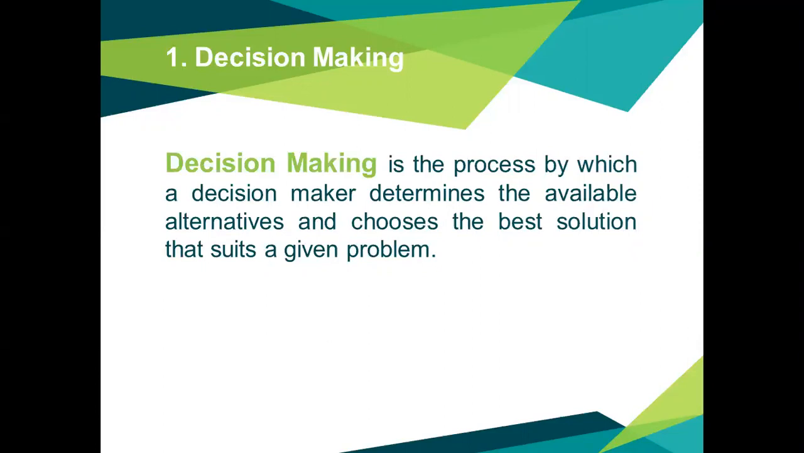Let's say, for example, the manager would decide to hire an additional employee or not. He should make sure that, if he's not going to hire an additional employee for the organization, he has a set of alternatives to choose from. And from there, he can choose the best solution that would address the problem in the organization.